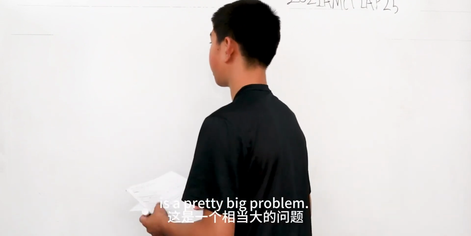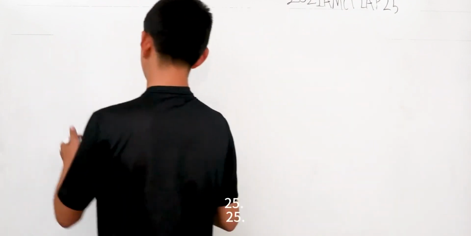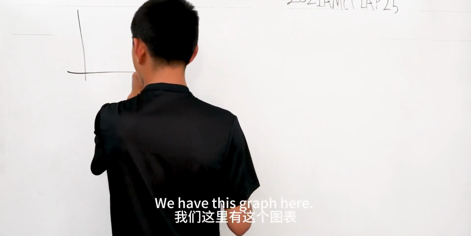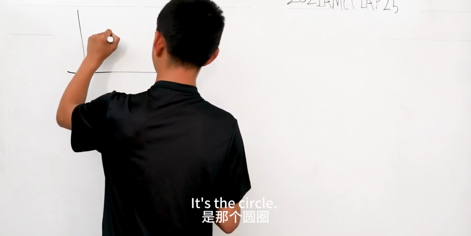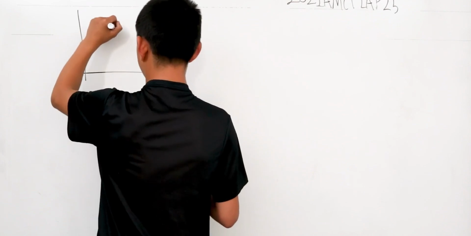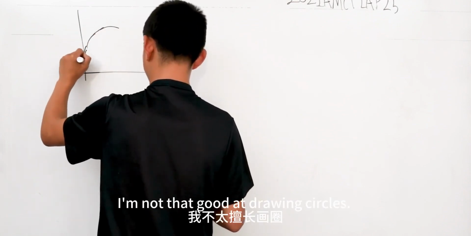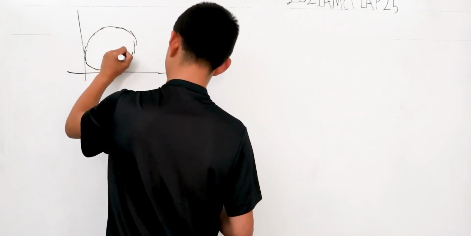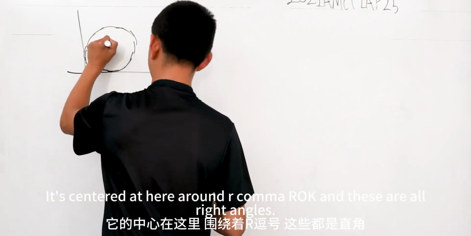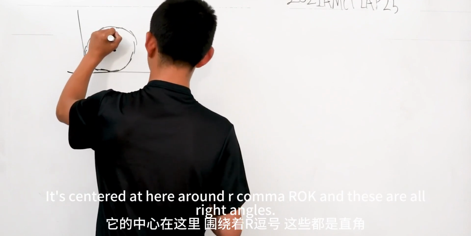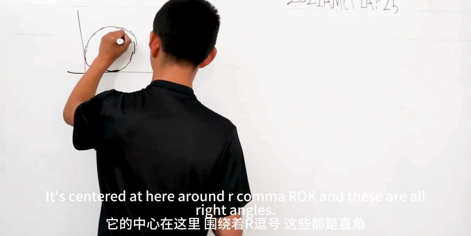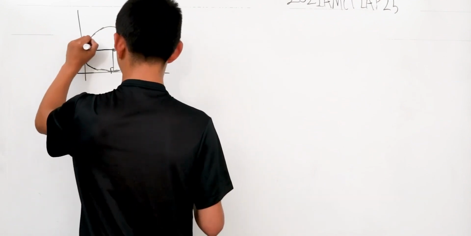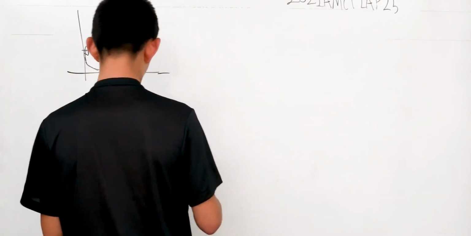So this is a pretty big problem, 25 obviously. We have this graph here, and it's the circle. Let's draw it out first. I'm not that good at drawing circles. It's centered around (r, r). And these are all right angles with length r.